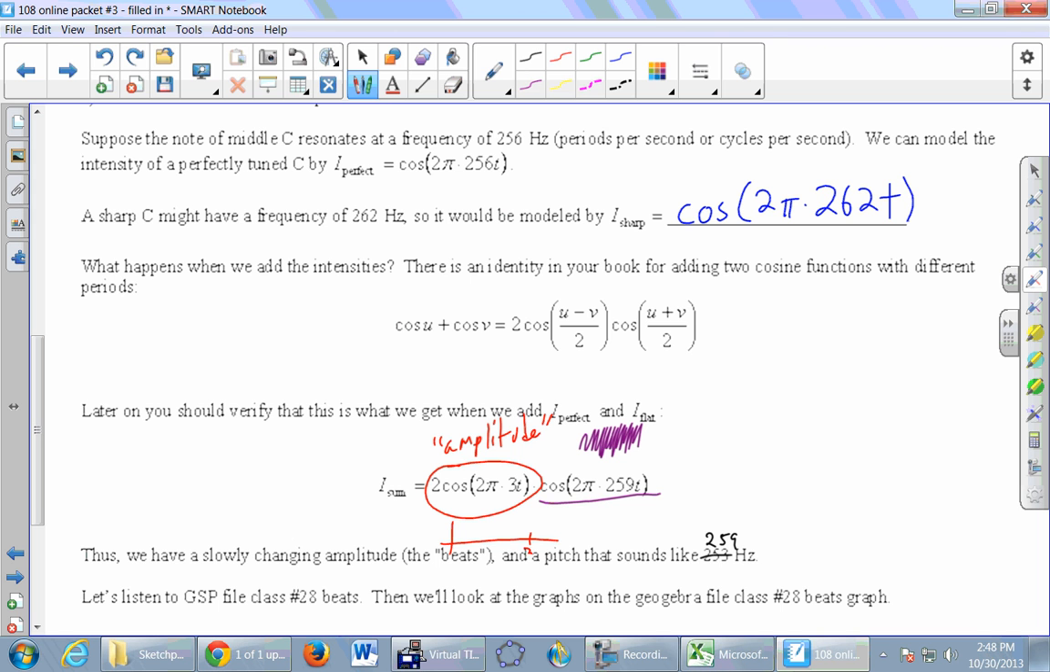So if I'm out here at 3 seconds, it goes down, comes up. It's a very slowly oscillating amplitude compared to the frenzy of the purple thing. Okay, thus we have a slowly changing amplitude. That's the red thing. Those are the beats. And a pitch that sounds like 259 hertz. That's this guy right here, which is a little bit higher than C.